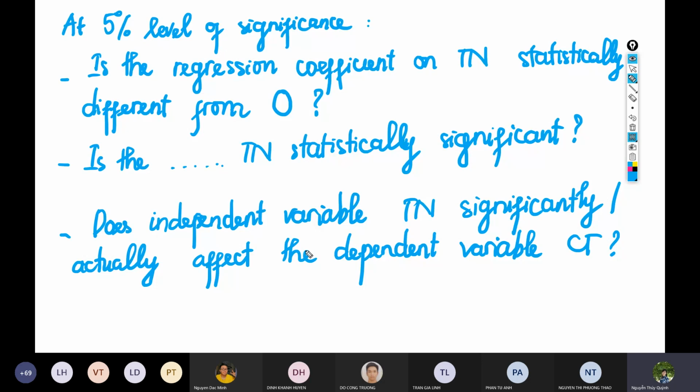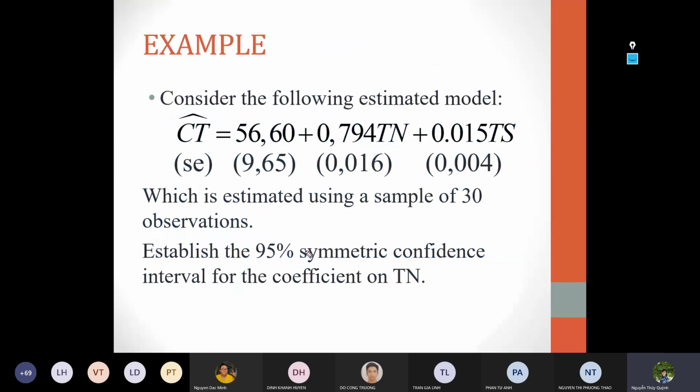So here, for this exercise, you have to construct the 95% confidence interval for the regression coefficient on Tn. Just do the test using the confidence interval approach. What will you see? Can you reject the null hypothesis or not?